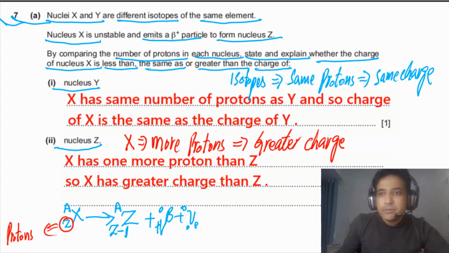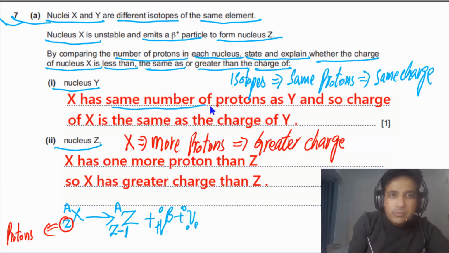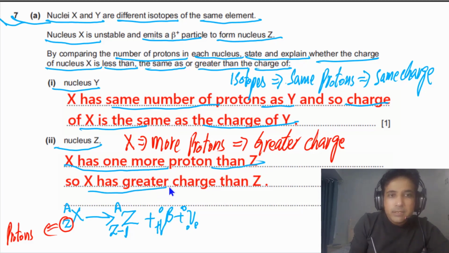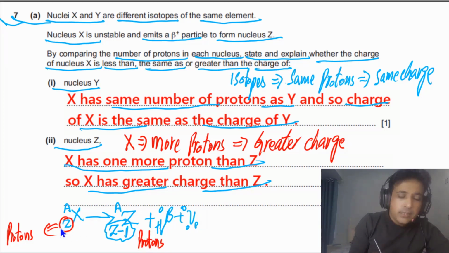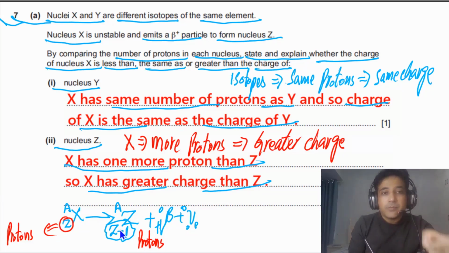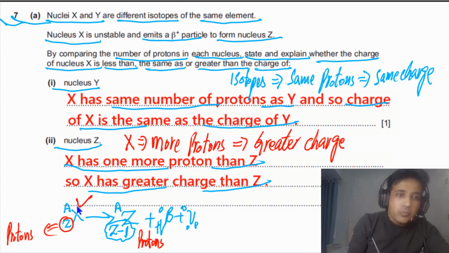In the answer, you can mention X has the same number of protons as Y. So the charge of X is the same as charge of Y. X has one more proton than Z, so X has greater charge than Z. So this is, you can see, this is also representing number of protons in Z. So X has Z number of protons, Z has Z minus 1 number of protons. So this has more charge.